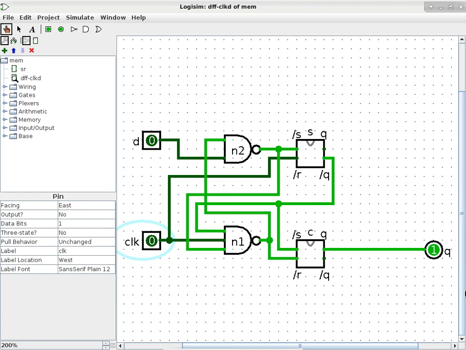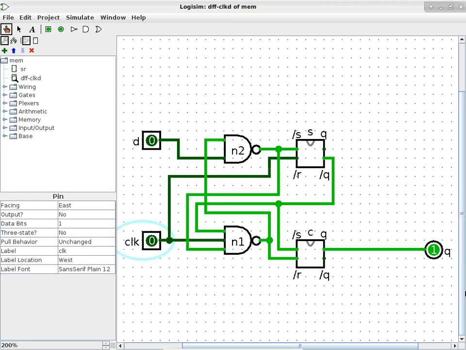But you can see that I don't even care about Q in this case. I only care about /Q, or the negation of Q. Because Q is reset, that means the negation of Q is going to be set, or be a 1. And that goes back into the N1 gate. But it really doesn't matter because N1 has one input being a 0 already.